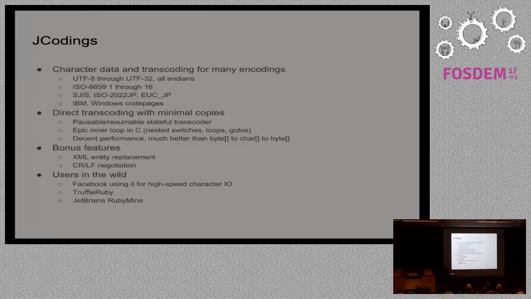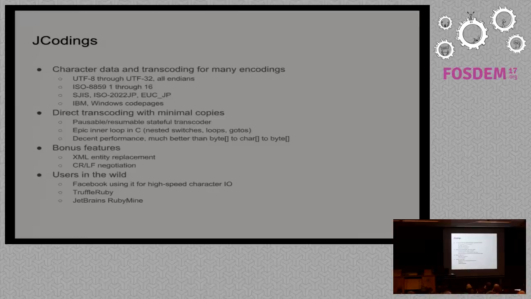So, bonus features that are kind of cool. You can have it replace anything that is not a valid XML character with its entity representation just along the way as it's doing encoding or decoding. You can also have it negotiate carriage return line feeds, normalize them all to carriage return, write CRLF on the way out and carriage return on the way in, with various levels that you can configure.